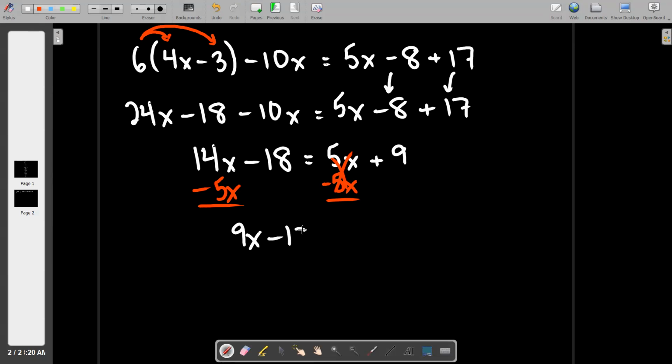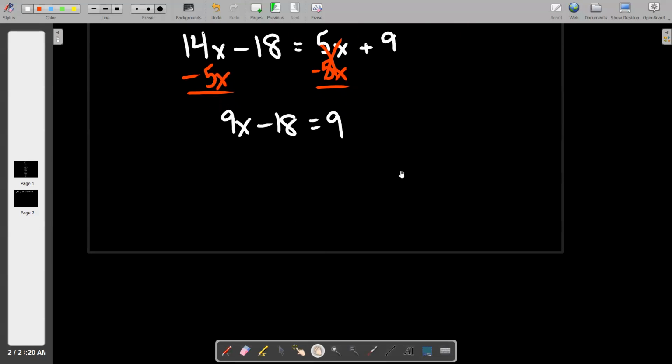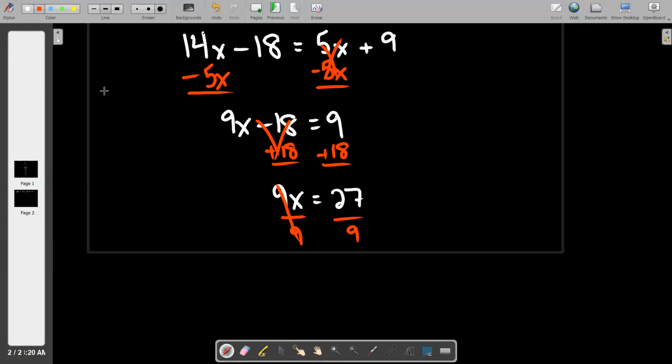And then we copy some stuff down. What is the next step? Add 18 on both sides. Very good. And we're left with 9x equals 27. Last step. Next step is not x equals 3. Next step is to divide both sides by 9. And the result is that x equals 3.